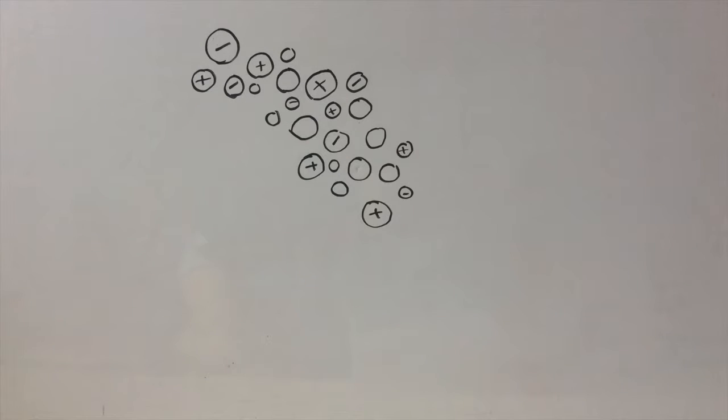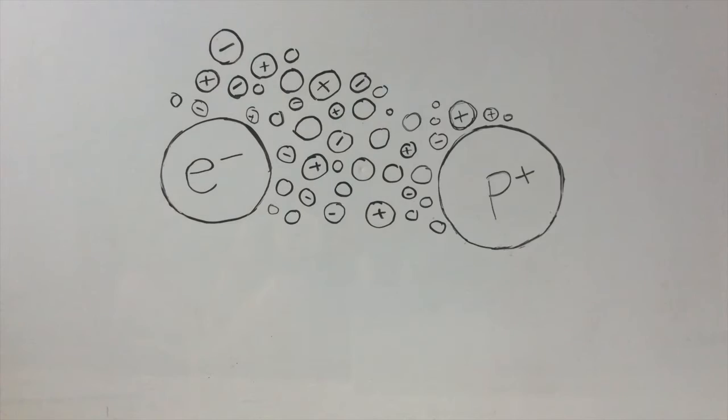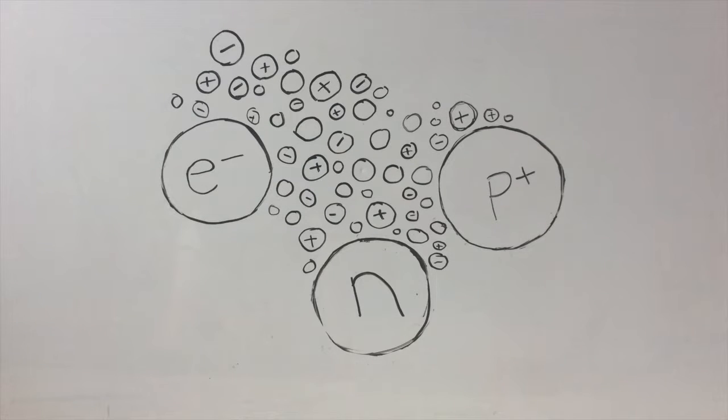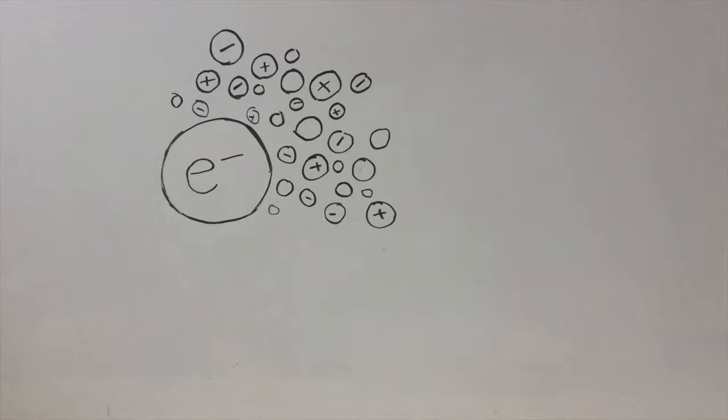Particles are found in all atoms. Electrons are negatively charged particles. There are two other particles called protons and neutrons. Protons are positive and neutrons stay neutral.